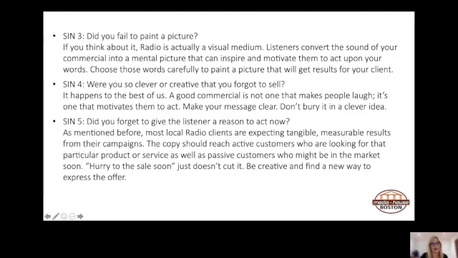So number 5 there, did you forget to give the listener a reason to act now? As mentioned before, most local radio stations are expecting tangible, measurable results from their campaigns. The copy should reach active customers who are looking for that particular product or service, as well as passive customers who might be in the market soon. So "hurry to the sale soon" just doesn't cut it. Be creative and find new ways to express the offer.